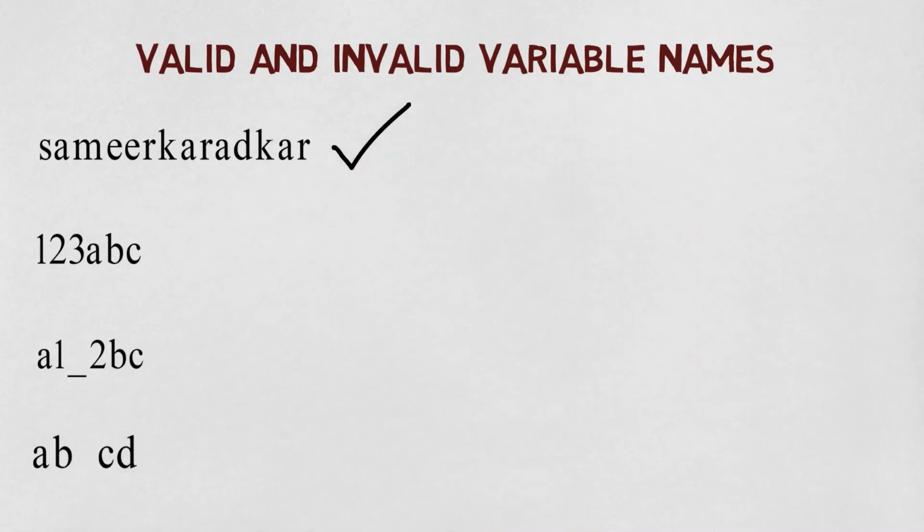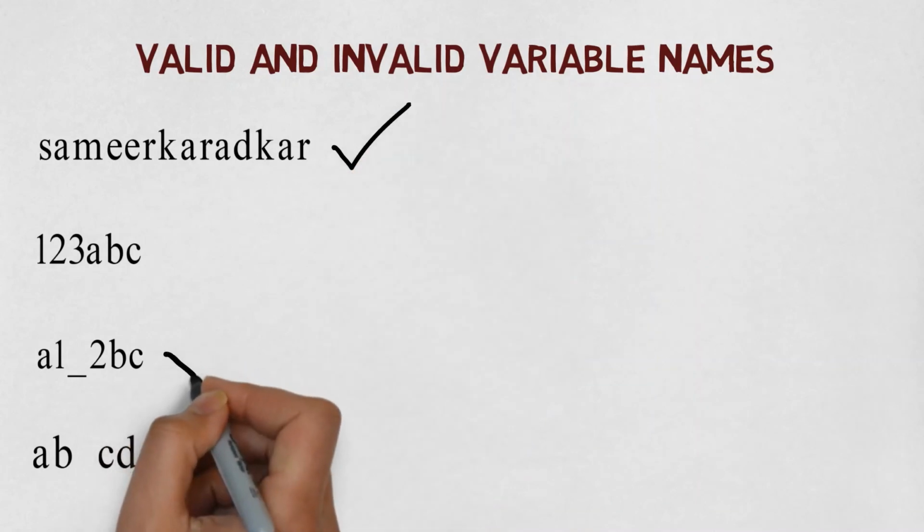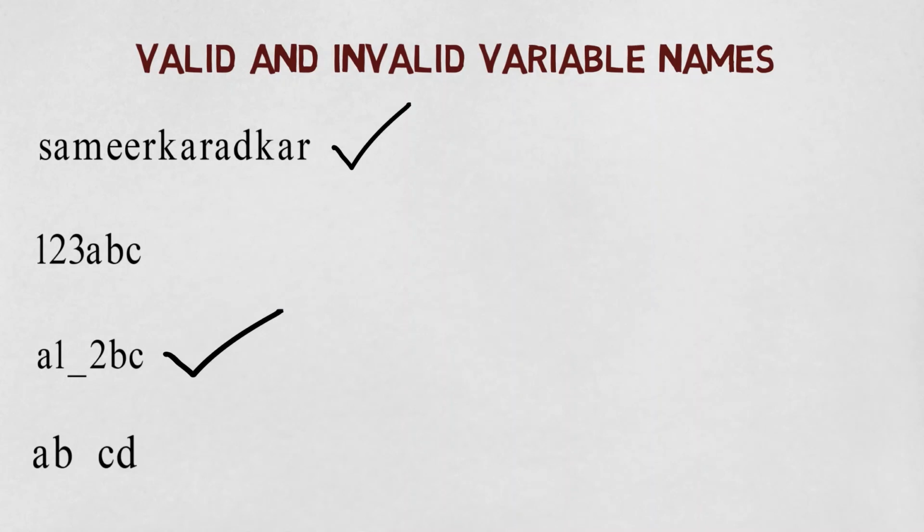As you guessed, the first one is right, and consequently the third one. The reason is quite obvious: these two follow all the rules that we had stated earlier. Let us look into the other two which didn't. 123ABC, why was it not valid? Because it started with a number, which is not valid. And the last one, AB space CD, is quite obvious. In general, we cannot allow a space in the name, so that is why it was not valid.